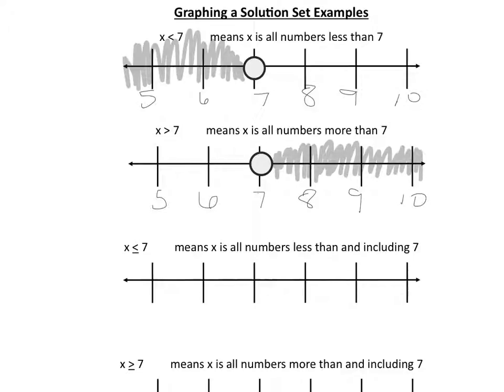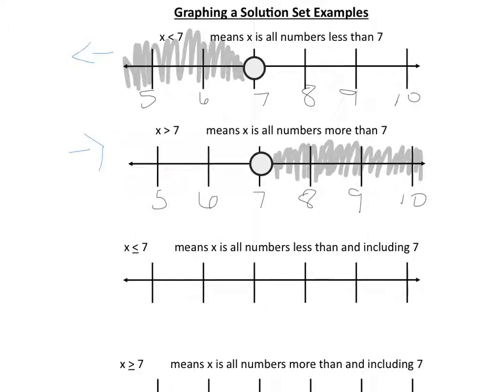Now, if you look at the symbol on the first one, it was less than, and notice that we shaded to the left, and on the second one, it was greater than, and we shaded to the right. Kind of makes an arrow indicating which way to shade. This little trick will only work if you have the letter on the left. If the letter is not on the left, it will not work.